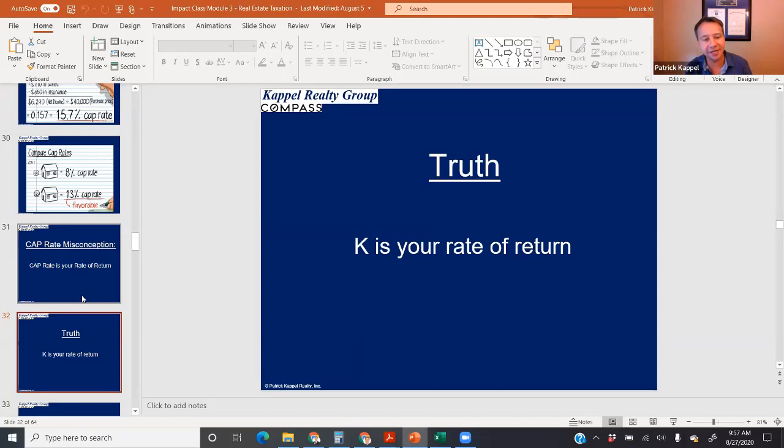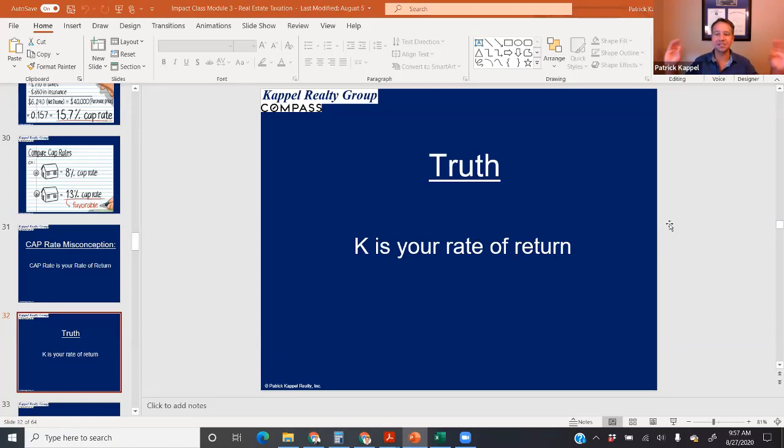If you want to do a little reading ahead before next week, go into Google and type in something called the Gordon Growth Model. Gordon. It was a professor out of Princeton or some school on the East Coast back in the early 1900s that came up with a financial formula to calculate the true return of any investment asset, real estate included. Now, cap rate is a portion of your return, but that Gordon Growth Model, the K, that is your real rate.